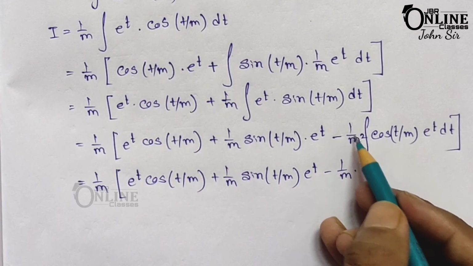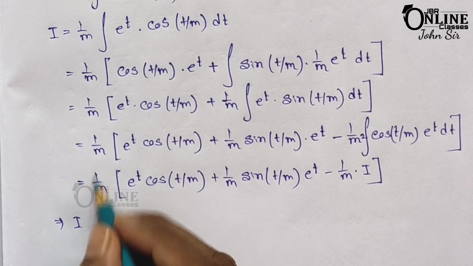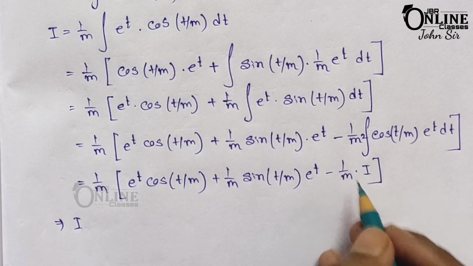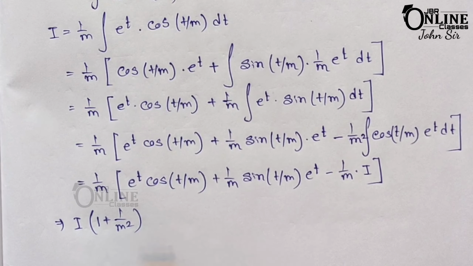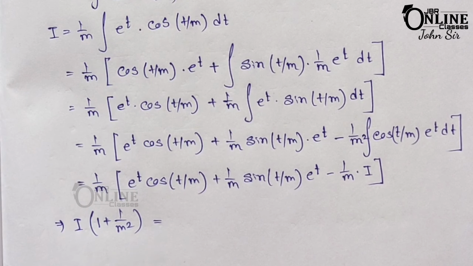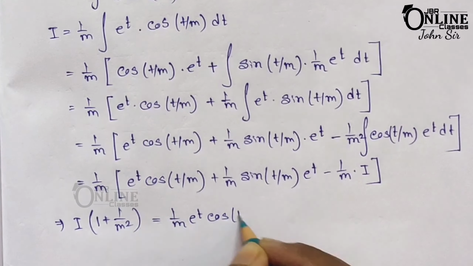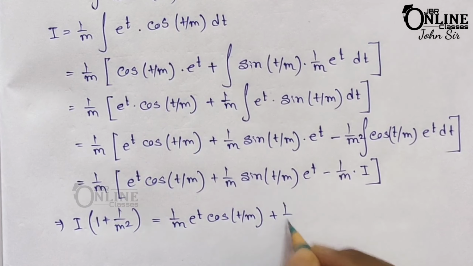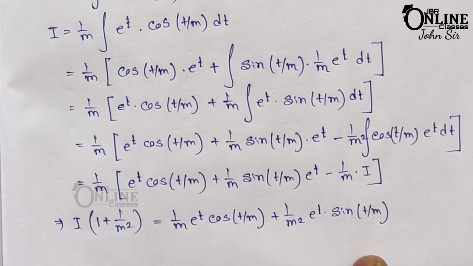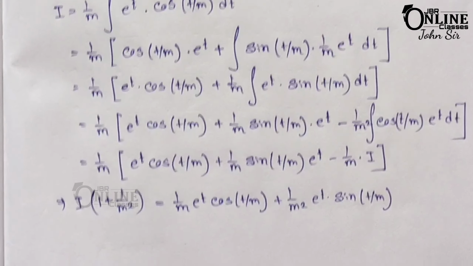Okay, now next one. So in the left hand side you have I, and if this 1 by m multiplies with this one, it will get 1 by m square. So it will be 1 plus 1 by m square in the left hand side. The right hand side you have 1 by m e to the power t cos t by m, and then it will multiply with this one, 1 by m square e to the power t sin t by m. Okay, it's a lengthy problem.